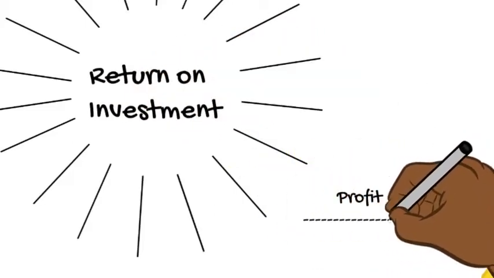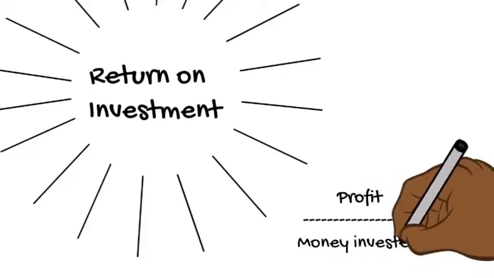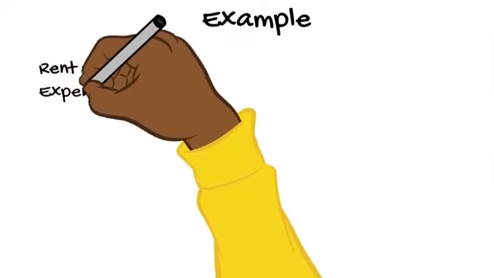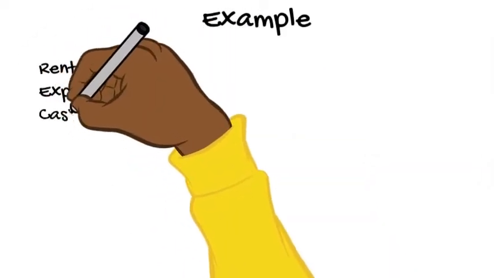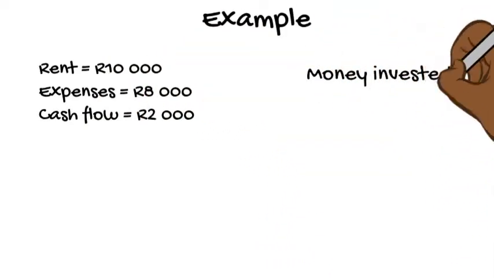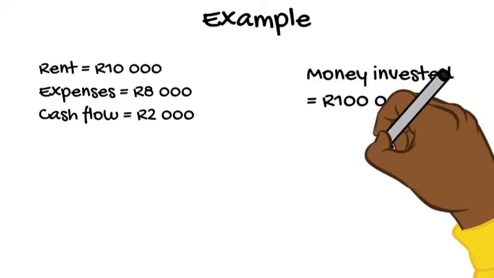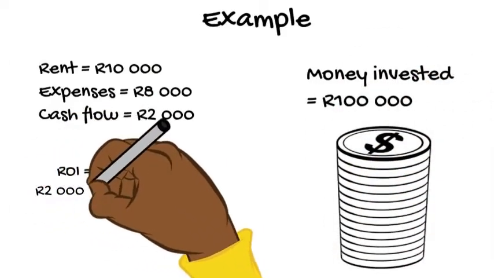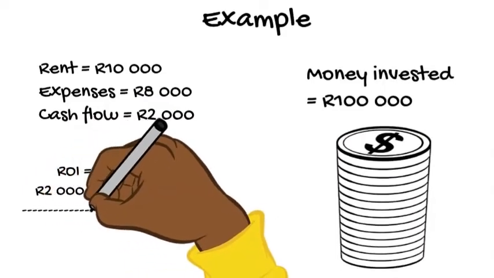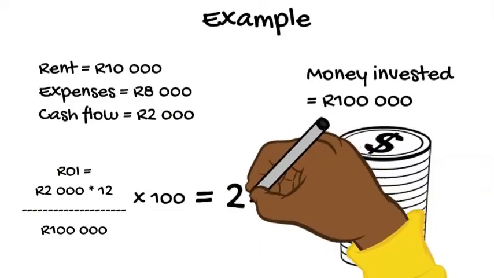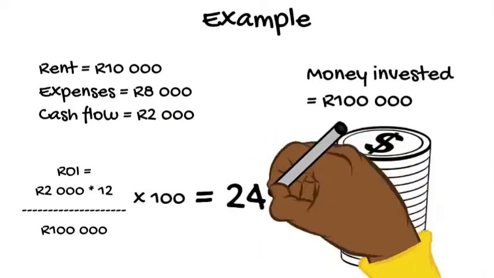And this is calculated by taking your profit divided by the money you've put in times 100, giving you again a percentage. Now let's do a quick example. Let's say you find a property that is renting out for 10,000 Rand per month. The monthly expenses are 8,000 and your cash flow, i.e. profit, is 2,000 Rand. You've decided to put in 100,000 Rand of your own money into this deal. The rest is financed by the bank. Your return on investment will be the cash flow times 12 divided by the 100,000 you've put in, and will give you a percentage of 24% return.